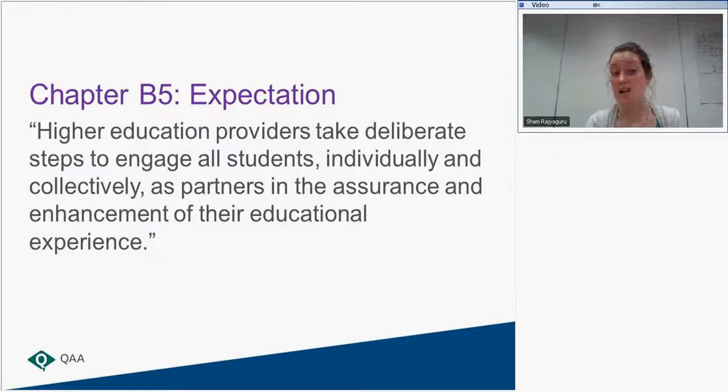Each provider has to meet this expectation, which means student engagement is part of their quality assurance review, which is good for students, really. But when we look at this expectation, I was wondering for some of you, what are the key words that you think are part of this expectation, and why do you think they're important?